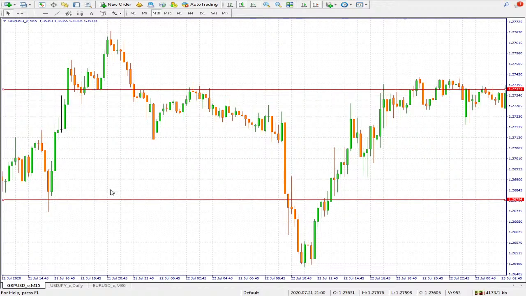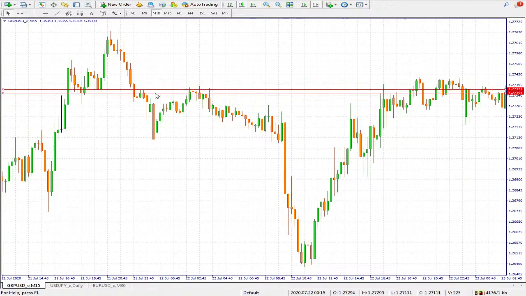We have that, and then we have this. So this is some support, there is a breakout, a retracement, a continuation, a retracement before the price continued to the lower side. So that should be it for breakout.